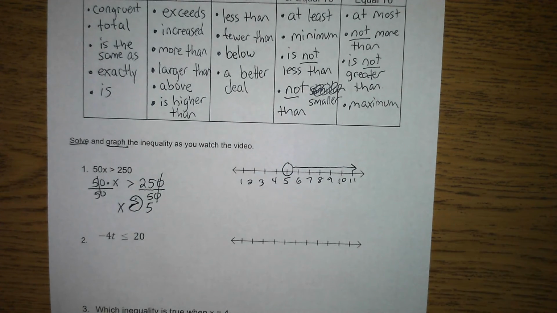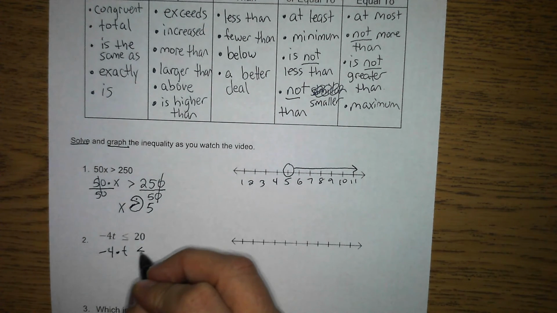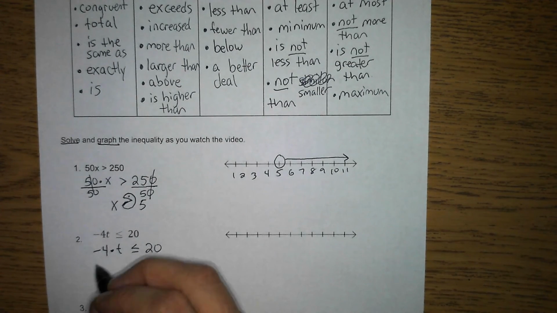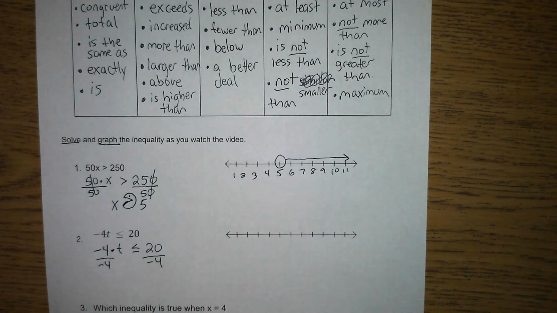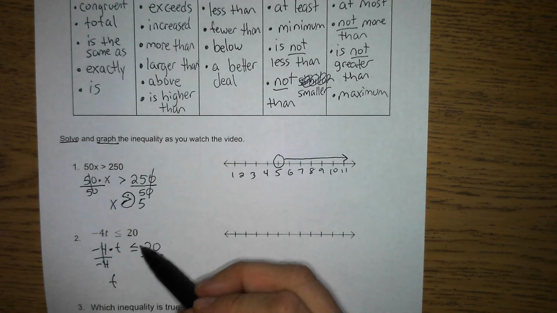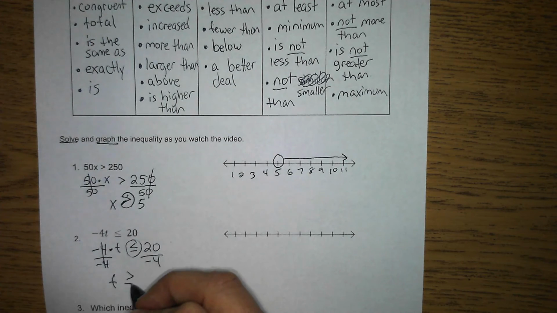For number 2, we're going to rewrite it as negative 4 times t less than or equal to 20. Inverse of multiplying is division. For this one, we have a special circumstance. We have a negative coefficient. We have a negative number in front of our variable. When this happens, we must reverse the inequality. So this less than or equal to symbol is going to become greater than or equal to.